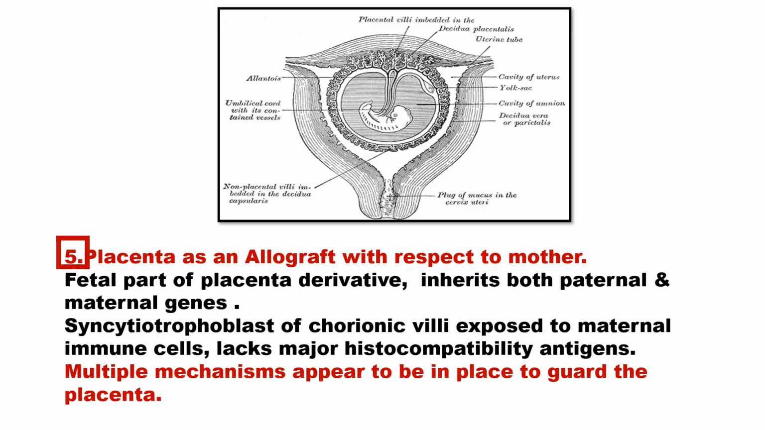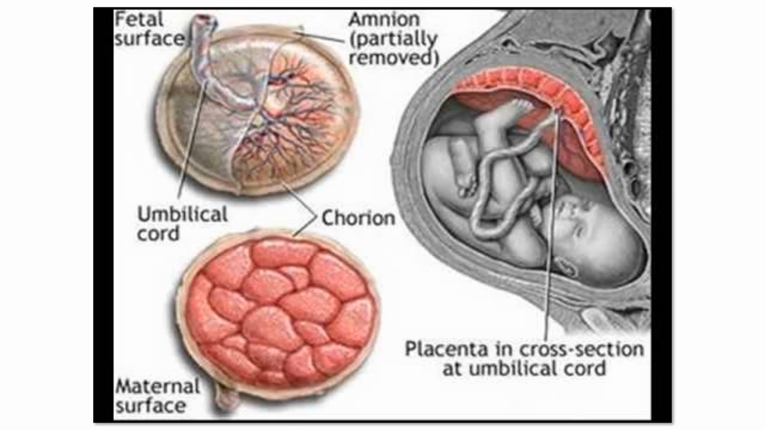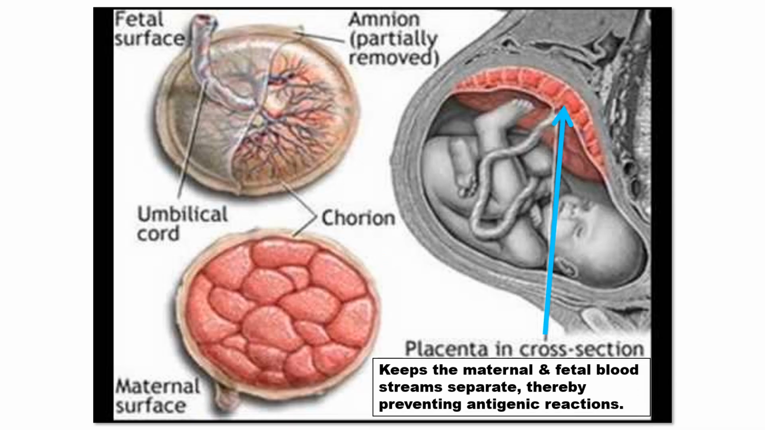Placenta as an allograft with respect to the mother. The fetal part of the placental derivative inherits both paternal and maternal genes. The syncytial trophoblast of chorionic villi exposed to the maternal immune cells lacks major histocompatibility antigens. Multiple mechanisms appear to be in place to guard the placenta. Finally, to conclude, the placenta keeps the maternal and fetal blood streams separate, thereby preventing antigen reaction.